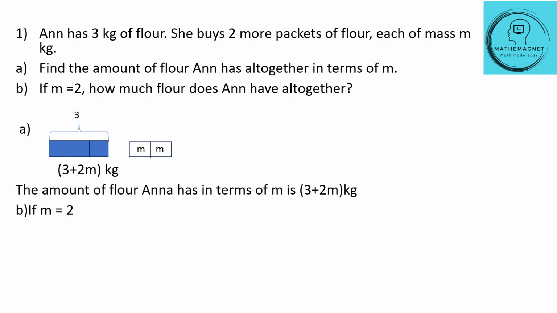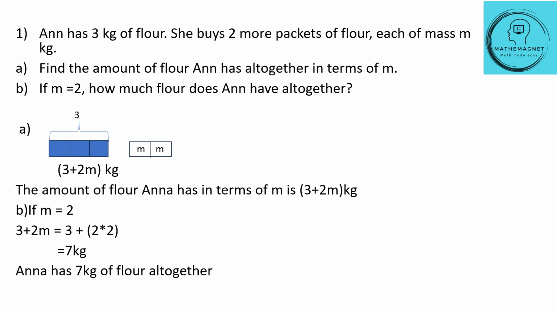Question B. Substituting the value of m as 2 in the above equation, it becomes 3 plus 2m will be equal to 3 plus 2 into 2, which is equal to 3 plus 4, which is equal to 7 kg. So Anne has 7 kg of flour.